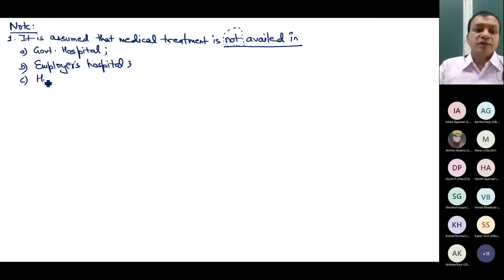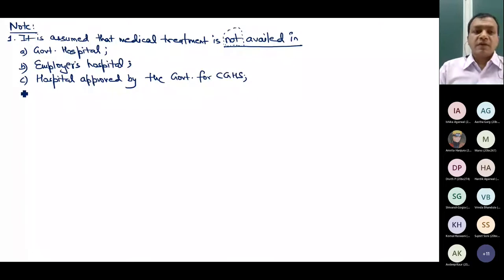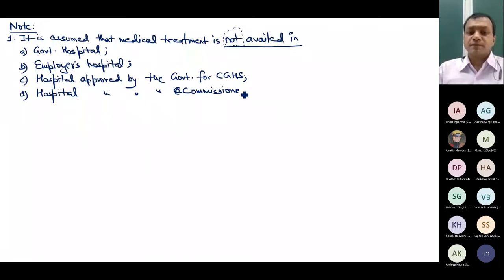Then I'm assuming that it is not availed in any hospital approved by the government for CGHS, and it is not availed in any hospital which is approved by the Chief Commissioner of Income Tax or Commissioner of Income Tax. Let me write Commissioner. For the treatment of prescribed disease.